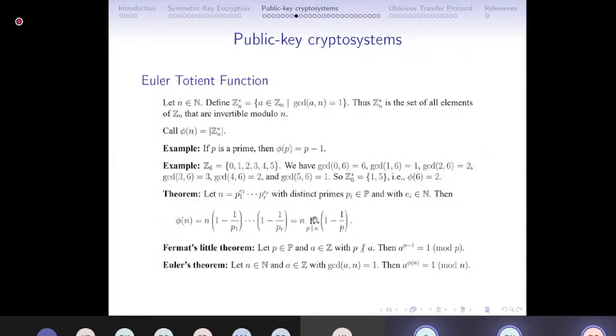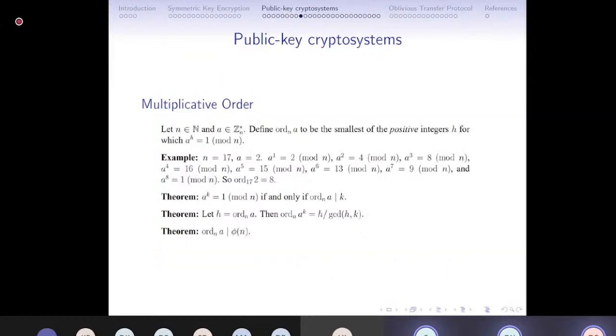The next one is the very important Fermat's Little Theorem. Suppose a is any number, and if you raise it to the power p minus 1, where p is a prime number, then the value will always give you remainder 1. And similarly, if n is any number and a belongs to the integers, then a raised to the power of the Euler-Totient of n will again give you the remainder 1.